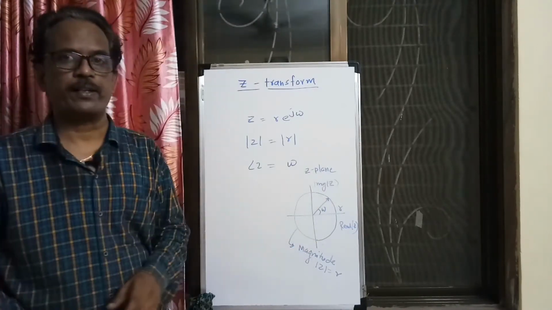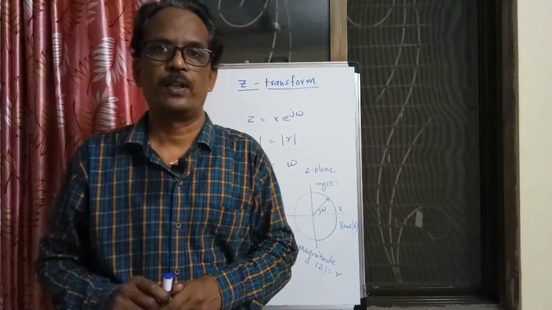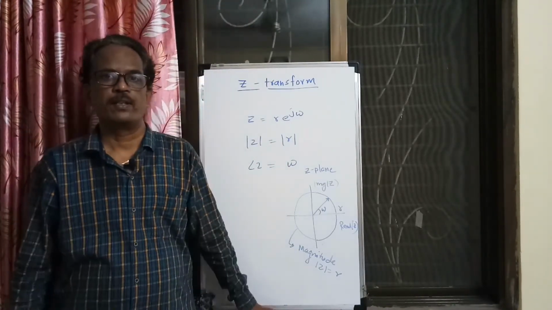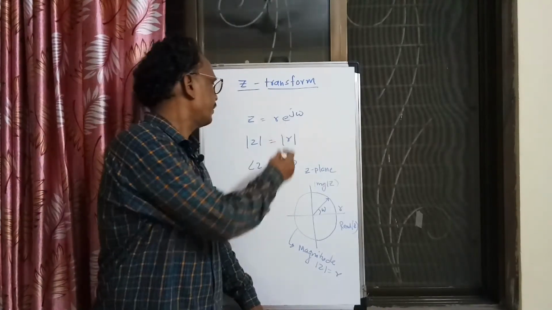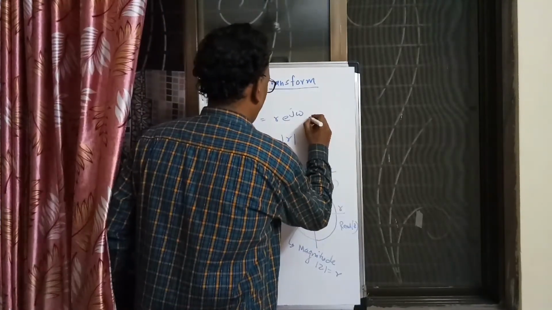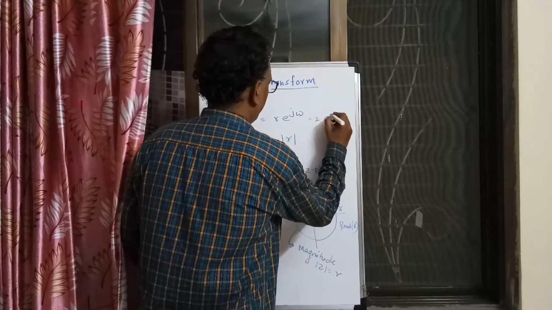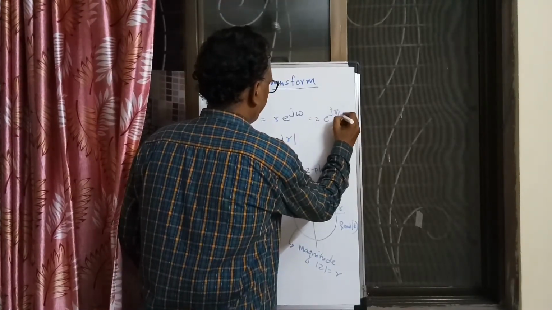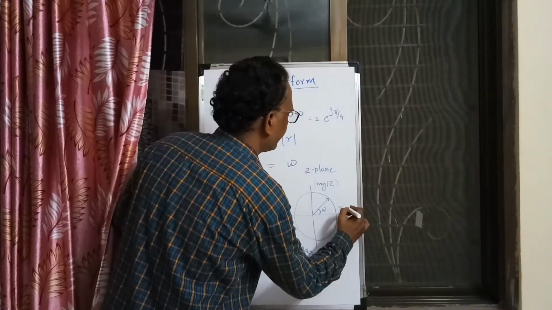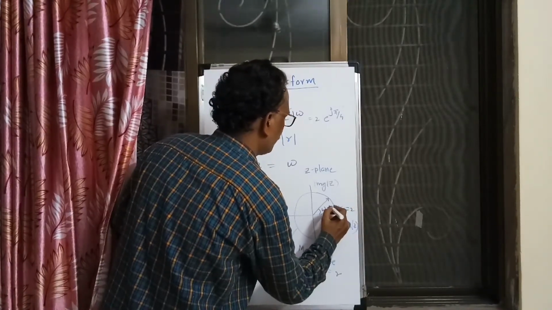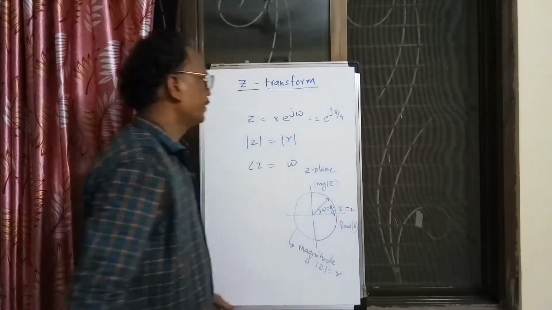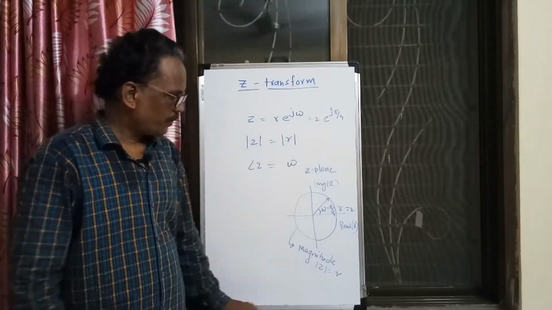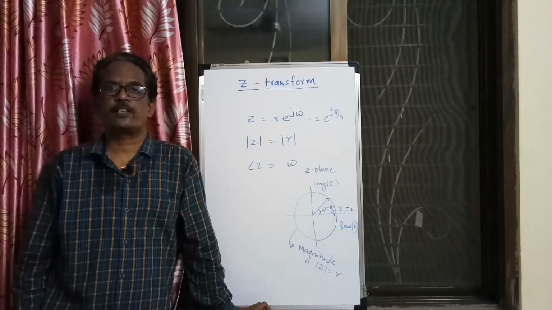This is what we should understand when the variable is complex: magnitude and angle, or magnitude and phase. If I say r equal to 2 and e to the power j pi by 4, then the radius of the circle r is 2 and omega equals pi by 4. So magnitude is 2 and angle is pi by 4. In this way we can describe the z plane.